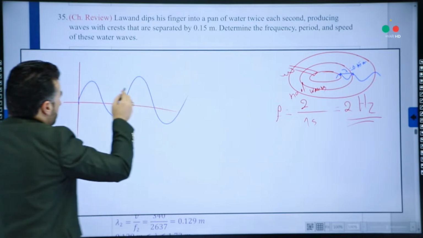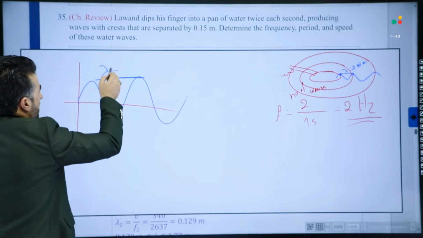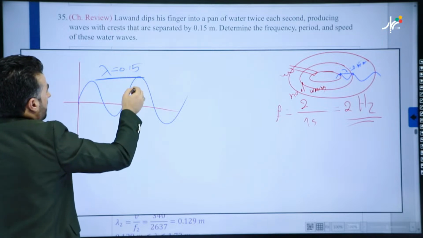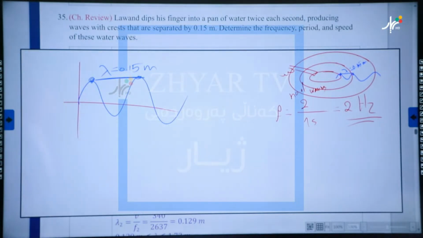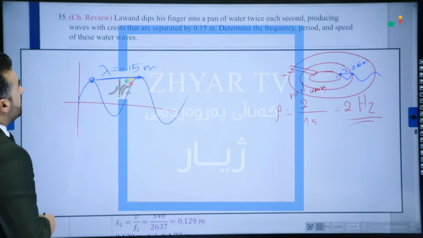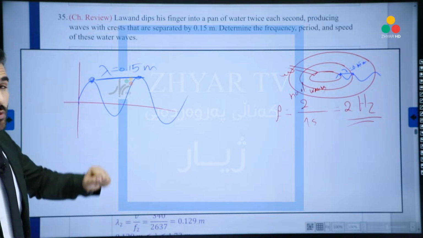Right? So basically, this is a little bit higher, but that's all right. So the wavelength becomes 0.15 meter because it says the crests are separated by 0.15 meter. Okay, so what is the question? Determine the frequency, period, and speed of these water waves.